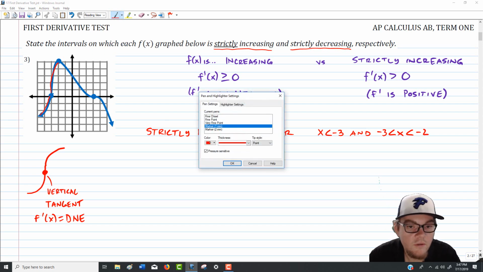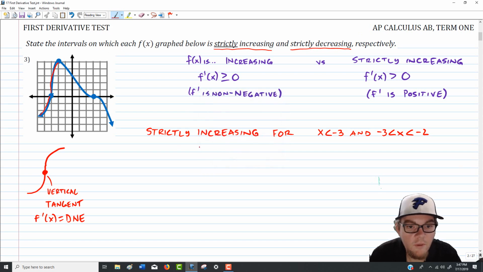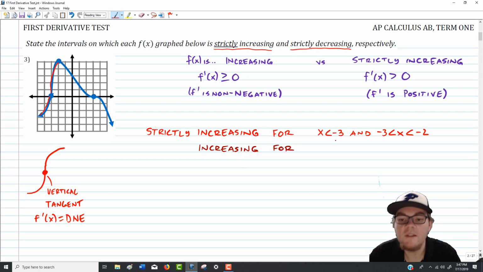As a note, small differences here. If we were saying where is the function just plain old increasing, which isn't what the question asked, keep that in mind. This isn't what we were asked to do. I'm just pointing it out. If we were asked where the function f was increasing, then our differences here would be very small.